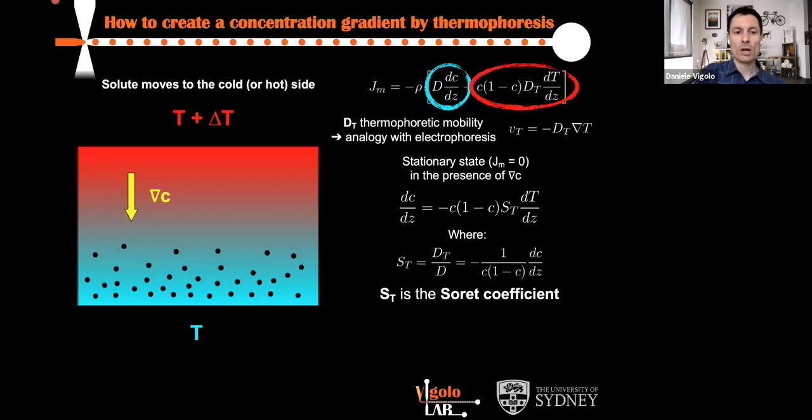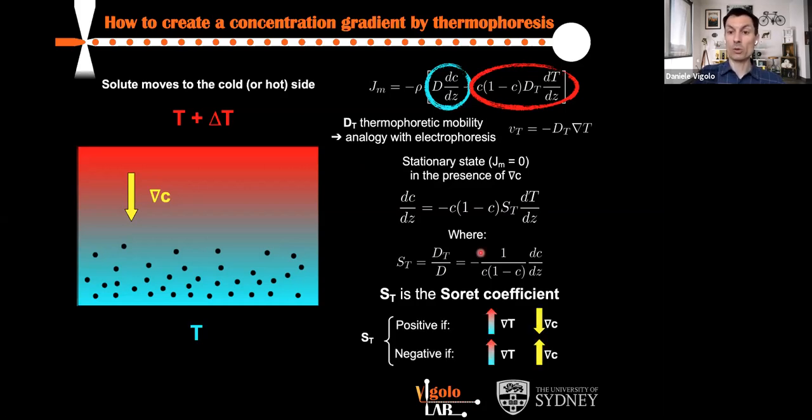There we go. Sorry. So we have an equilibrium between the concentration gradient and a temperature gradient. If you see here, there is just the definition of thermophoresis and the dependence of this in terms of the Soret coefficient.